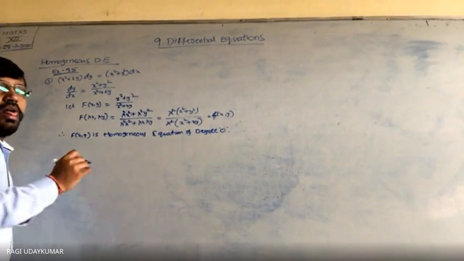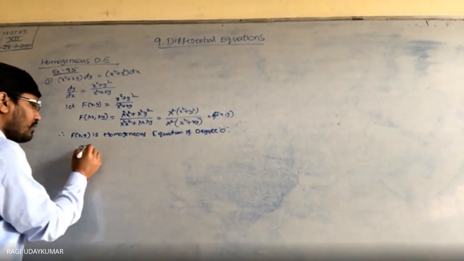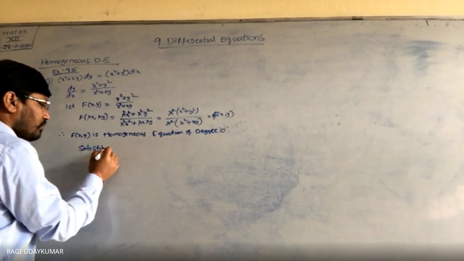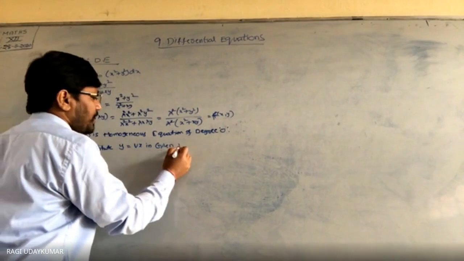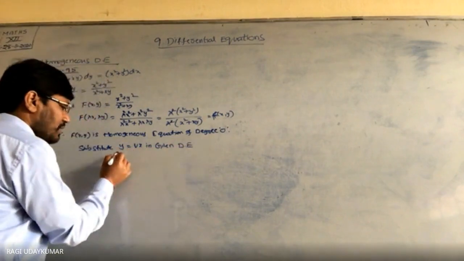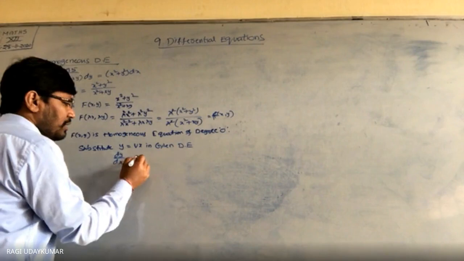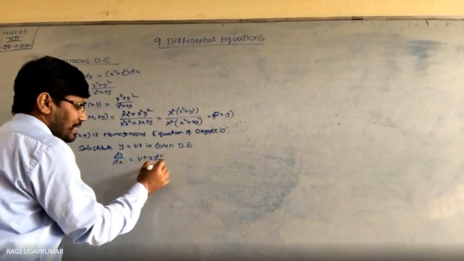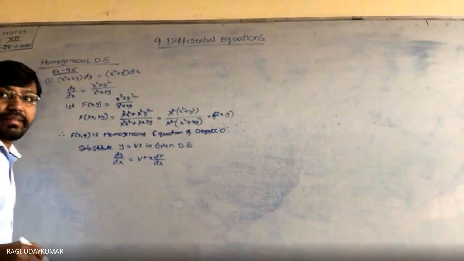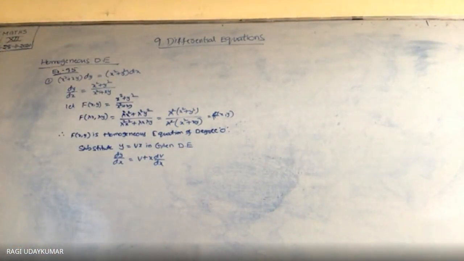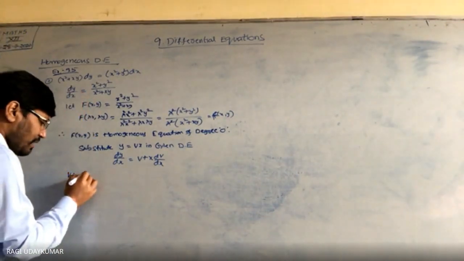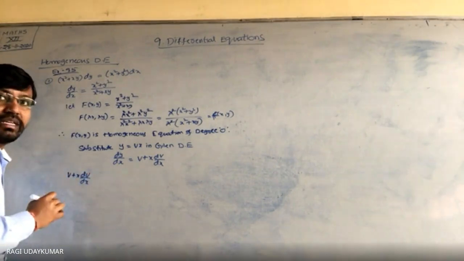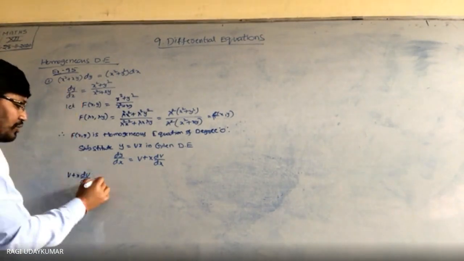So substitute y is equal to Vx in the given differential equation. When you substitute y is equal to Vx, dy by dx will be changed into v plus x dv by dx. We apply the UV method. So when we apply the UV method, we get v plus x dv by dx, and dy by dx is changed.